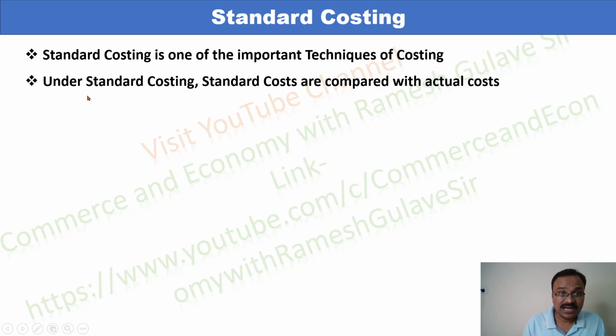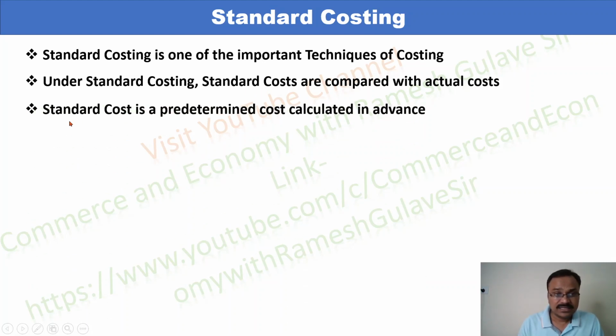This statement says under standard costing, standard costs are compared with actual costs, right? So in standard costing, we set standard cost and standard costs are compared with actual cost. Now let us understand what we mean by standard cost, right? Standard cost is a predetermined cost which is calculated in advance, right? Predetermined cost means which is calculated or ascertained in advance.